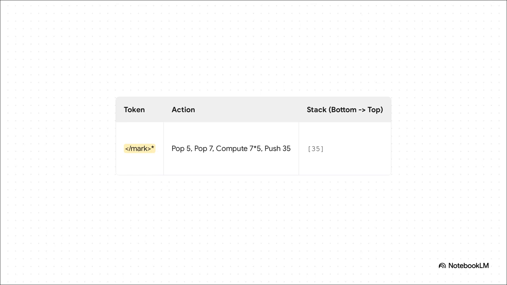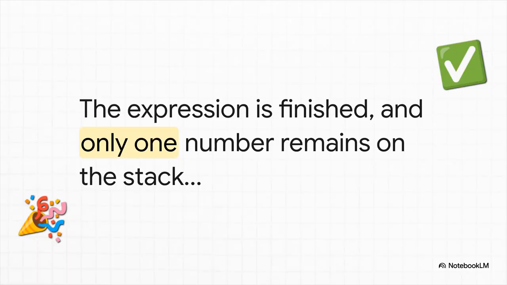And here we are, the final operator, multiplication. One last time, we pop the 5, then we pop the 7. We compute 7 times 5, and we push the final result, 35, back onto the stack. And now, there's nothing left in the expression to read. And just like that, we're done. The computer's read everything from left to right.